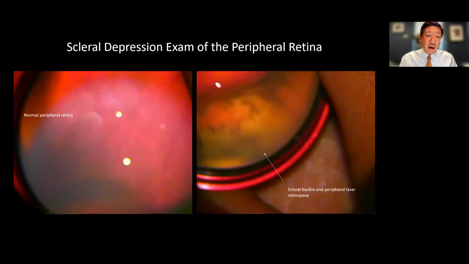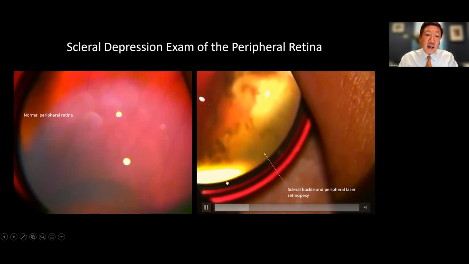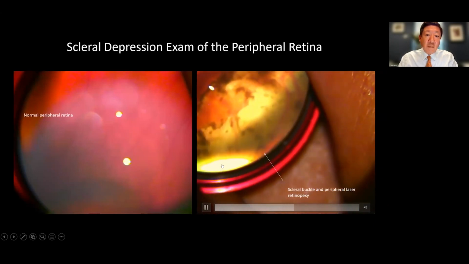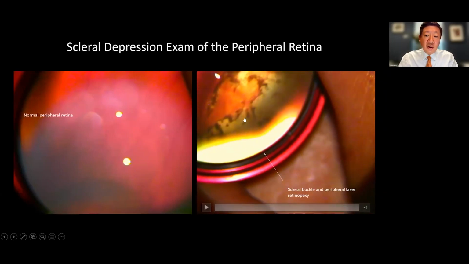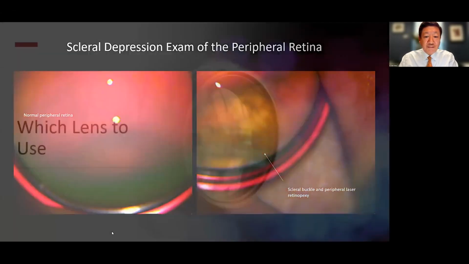If you take a piece of paper and have a tear and you move it back and forth, that tear will open up and reveal itself with depressed scleral examination. In this example here, this patient had a scleral buckle. This is a scleral buckle, and there's peripheral laser retinopexy using laser during the surgery. And again, we can look at the peripheral retina to see whether or not new lesions are present.